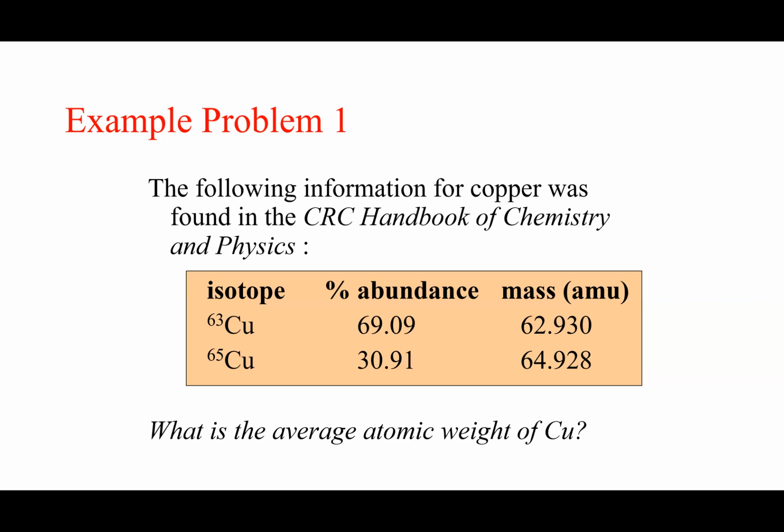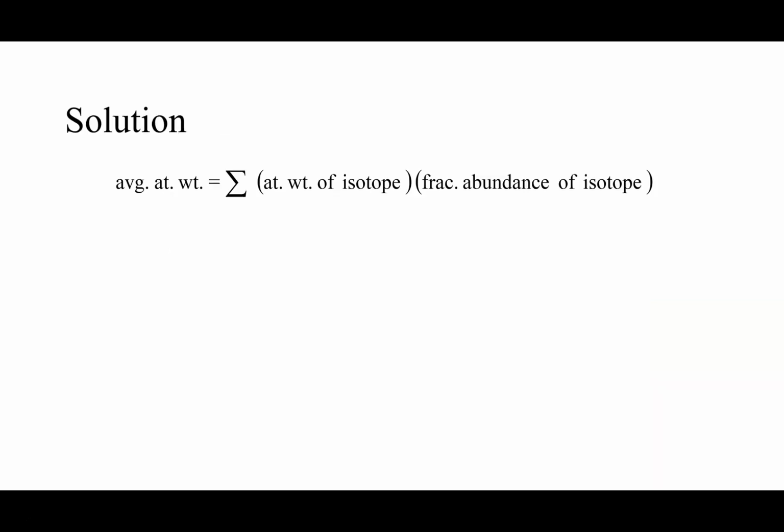Now, as we do this, can you see where copper 63 is more abundant? If we apply that formula, you're going to see that this mass is going to be weighted more because it's more abundant. That's just how it works. So let's see how we do this. The first term will be associated with the first isotope. So we'll take how much that isotope weighed, 62.930 AMUs.